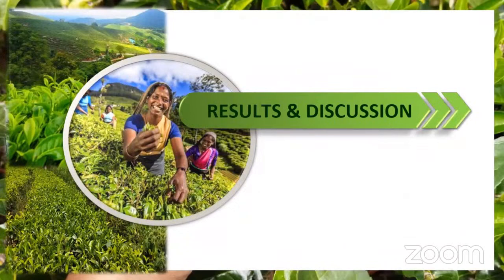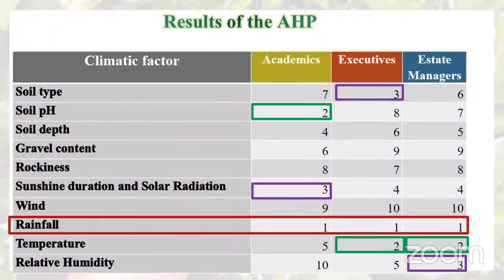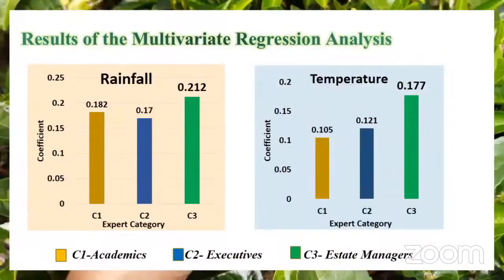Moving on to the most important part of the study, that is the results and discussion. According to the results of AHP, or the analytical hierarchical process, all three expert groups have ranked rainfall as the first priority. Then the practitioners, that means the executives and estate managers, have ranked temperature for the second place, while academics have ranked soil pH as the second priority. As the third priority factor, the three expert groups have ranked three separate climatic factors, showing a difference in their perception. According to the coefficients obtained by multivariate regression analysis, rainfall and temperature are highly prioritized, since those two factors have the highest coefficient value among 10 climatic factors.